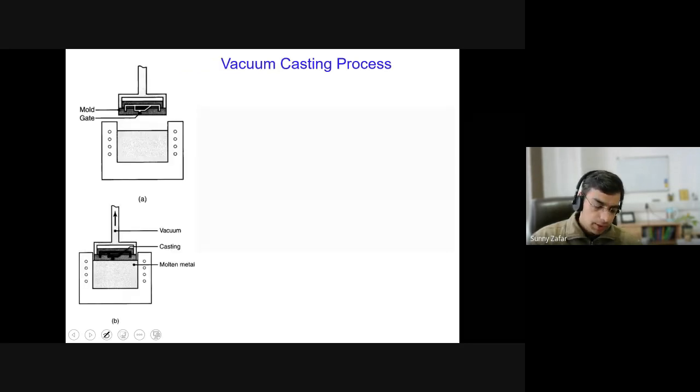Talking of another casting process, another process is the vacuum casting process, because we don't want any inclusions or any oxides in the cast blade, because these blades will be experiencing a very complex service environment, and any inclusions, any impurities will lead to disaster or failure.